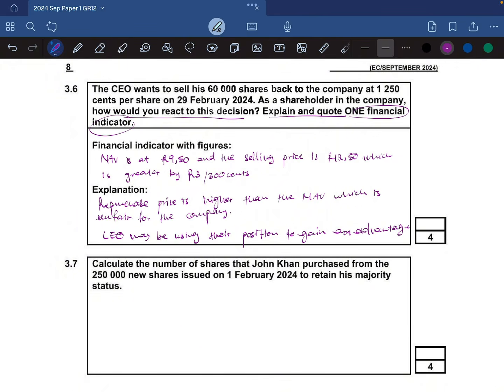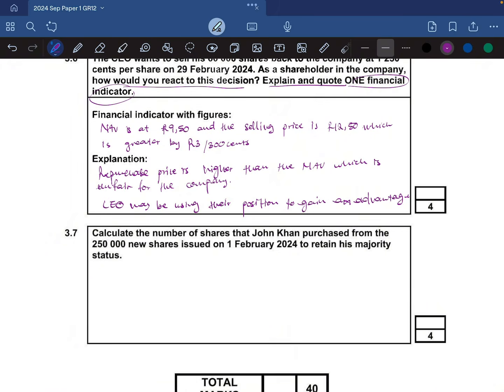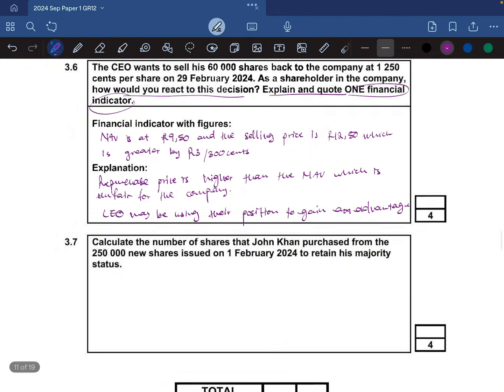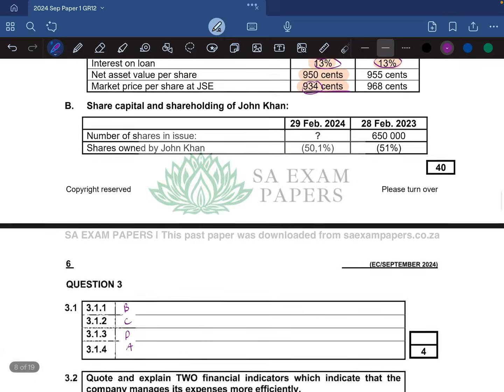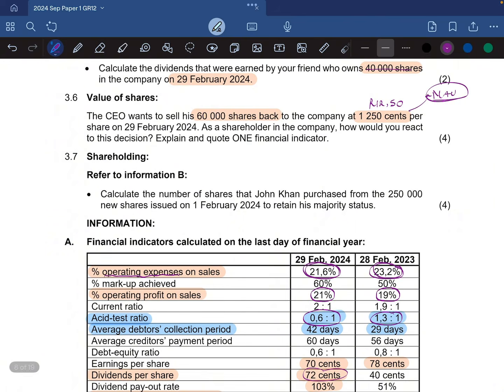Now what we need to look at is 3.7, which is just the last question before we finish off. 3.7 says, calculate the number of shares that John Kahn purchased from the 250,000 new shares issued on the 1st of Feb 2024 to retain his majority status. Let's just get some information about this transaction before we can begin. So, shareholding. Refer to information B.